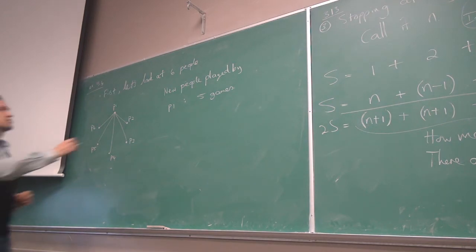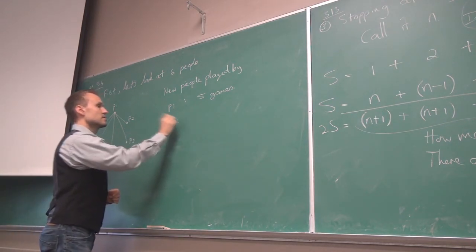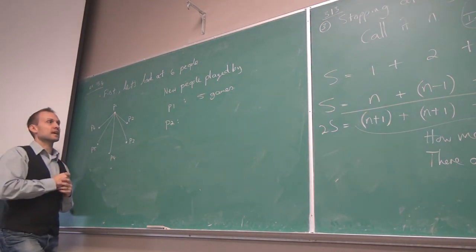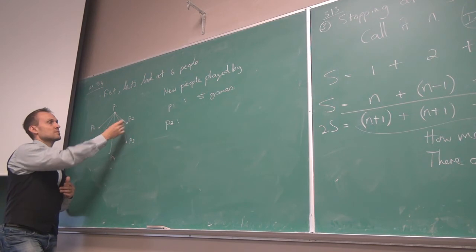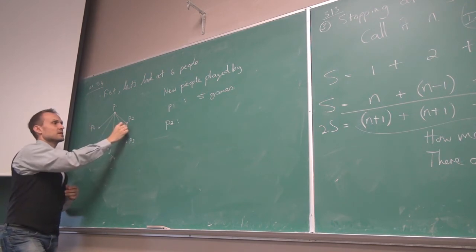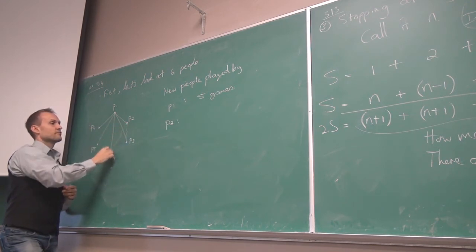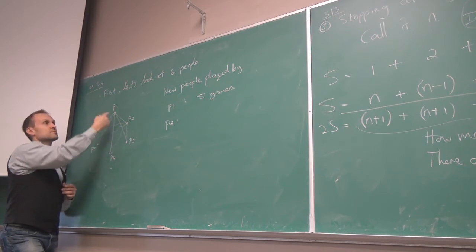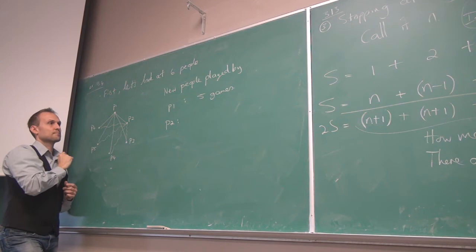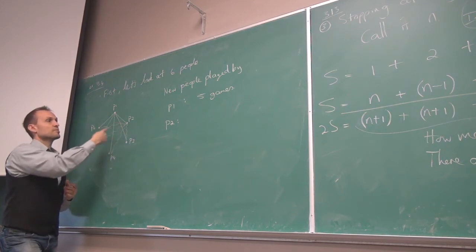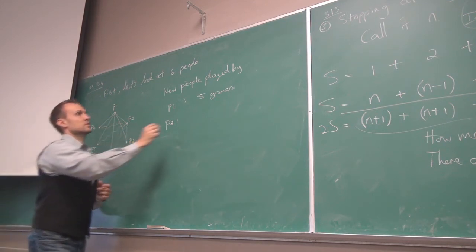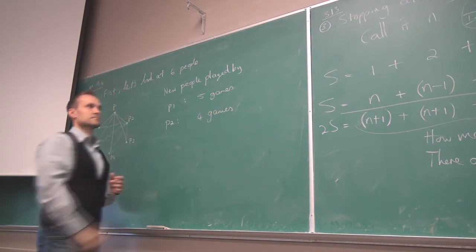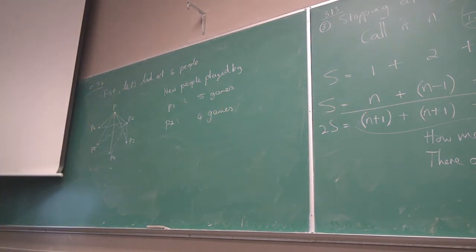Then I go to person 2. Consider all the games that I haven't considered yet. Person 2, I'm going to use squiggly lines. Can play against person 3, 4, 5, 6. They do play against person 1, but I already counted that game. So I'm not counting it again. New people that I haven't considered yet. So that'll be 4 games.